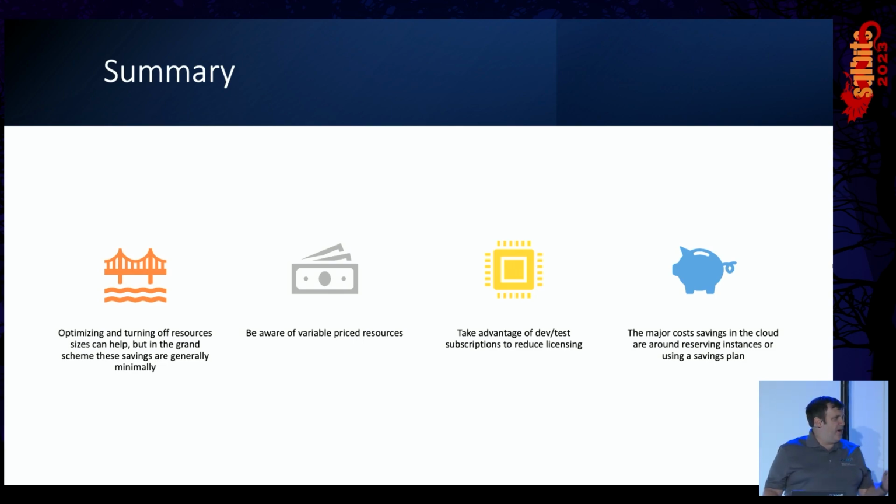So optimizing and turning off cloud resources can help you a little bit, but in the end, these savings are going to be minimal. Be wary of variable price resources. Remember, Databricks can be really expensive. I always see Databricks on my most expensive cloud projects. Take advantage of dev test subscriptions to reduce licensing cost. And then finally, the major cost savings in the cloud are going to be related to reservations and savings plans. So you want to take the time to understand those.